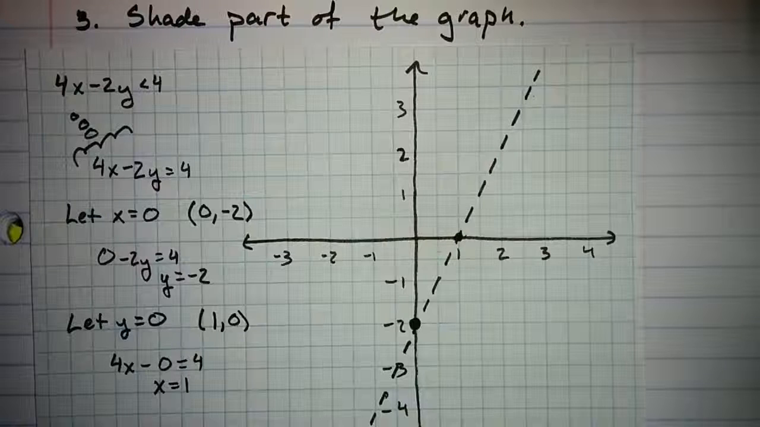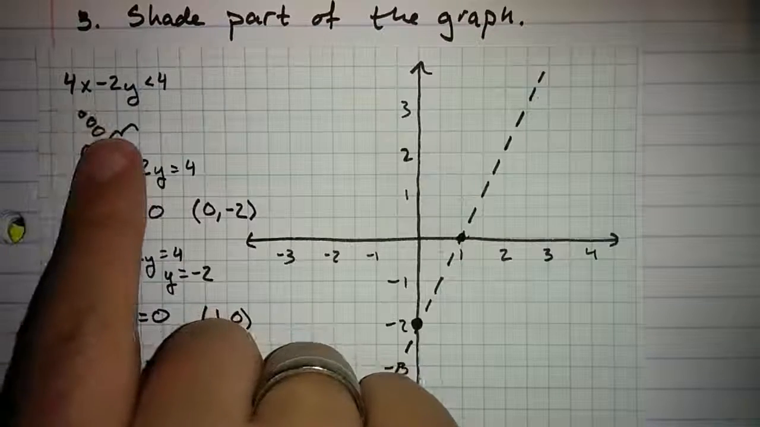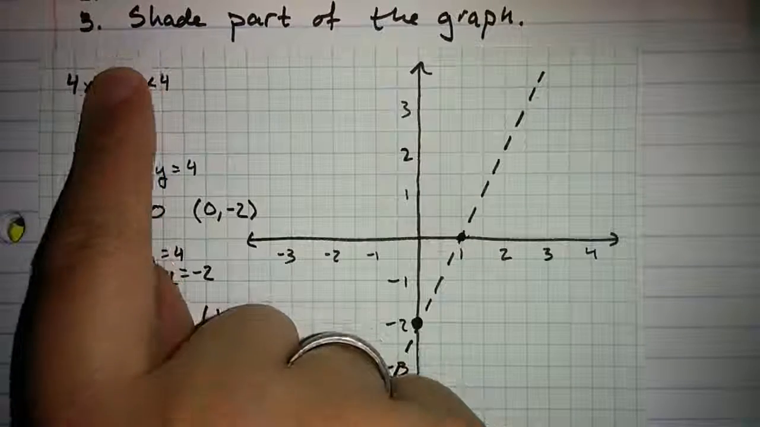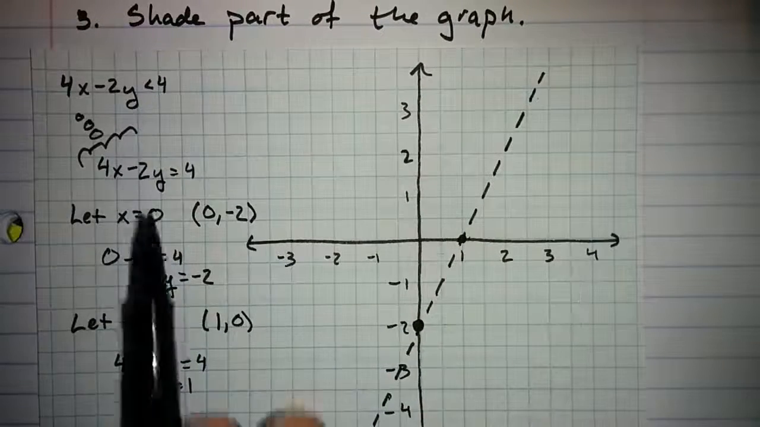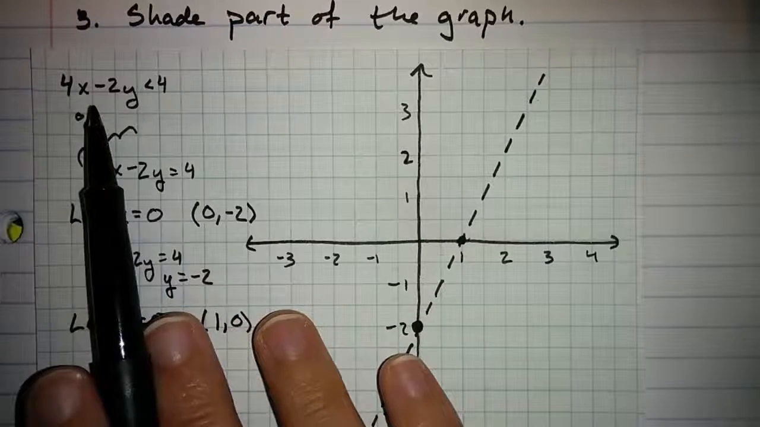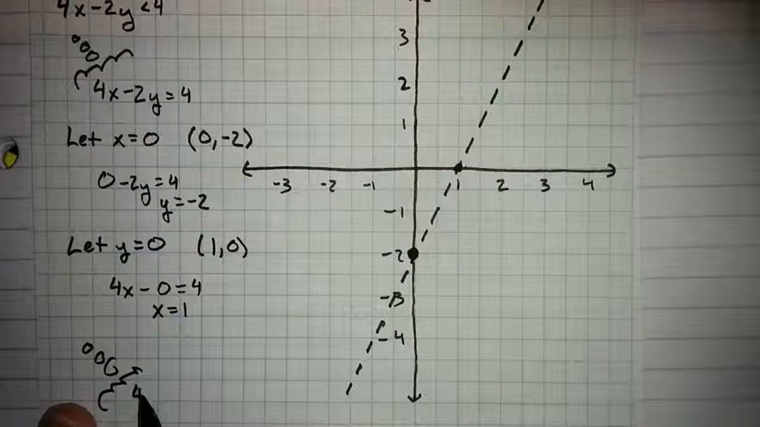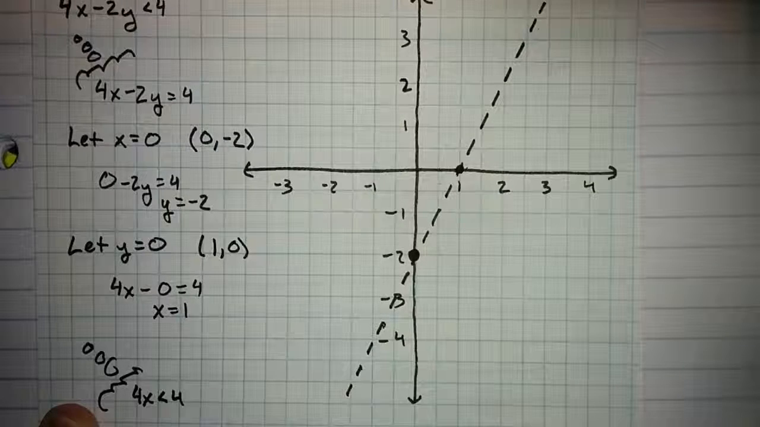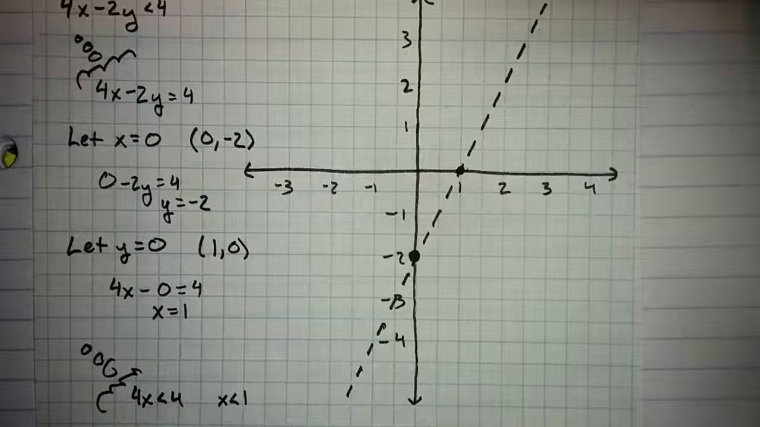We need to decide which part to shade. And there are a number of ways we can do that. I'm going to do that just by picking a particular line to think about. I'm going to think about when y is 0, right? So that'll be along the x-axis. When y is 0, I want to know when 4x will be less than 4. Divide both sides by 4. This will happen when x is less than 1.